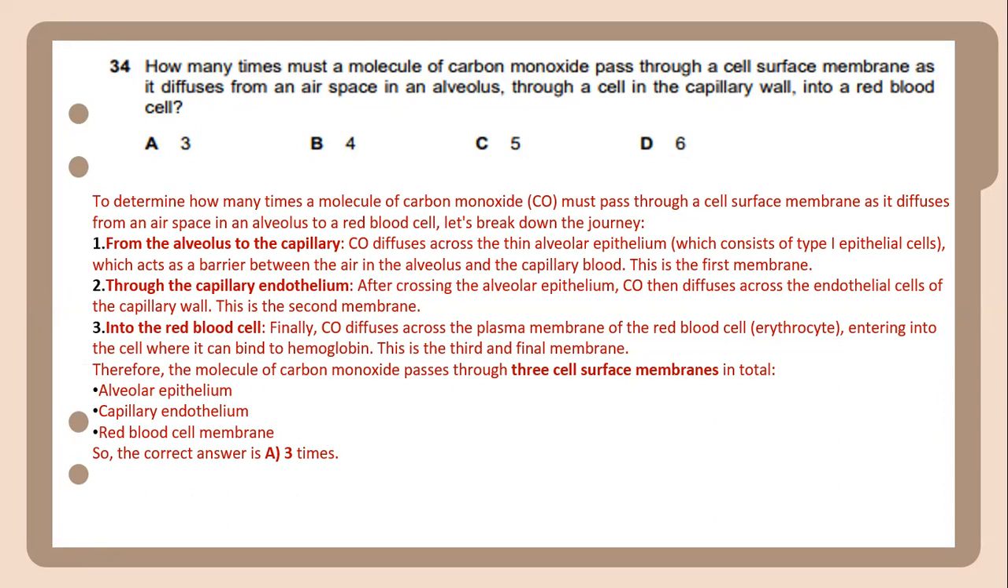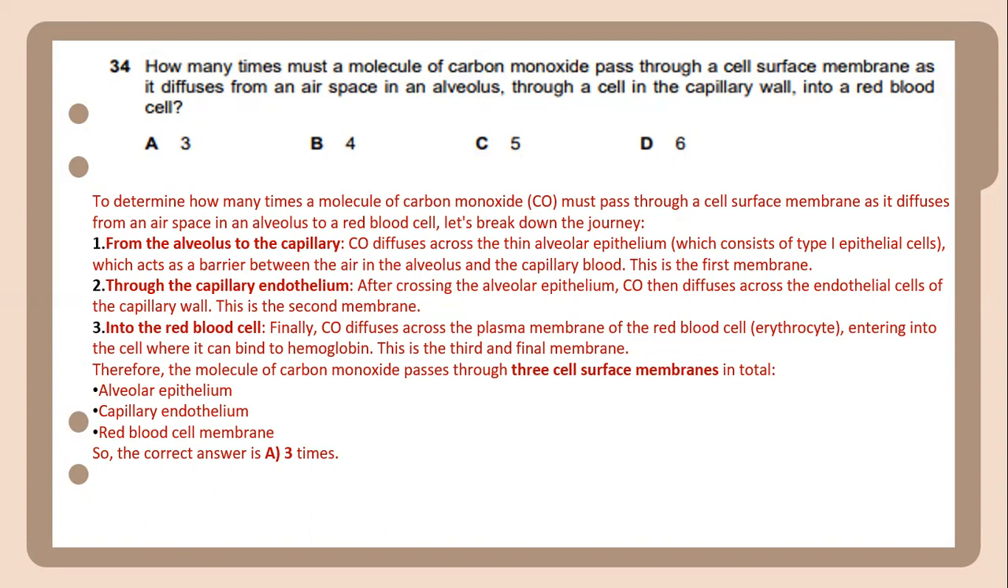First, from the alveolus to the capillary, carbon monoxide diffuses across the thin alveolar epithelium, which consists of type 1 epithelial cells, which act as a barrier between the air in the alveolus and the capillary blood. And this is the first membrane. Number 2, through the capillary endothelium. After crossing the alveolar epithelium, carbon monoxide then diffuses across the endothelial cells of the capillary wall, and this is the second membrane.